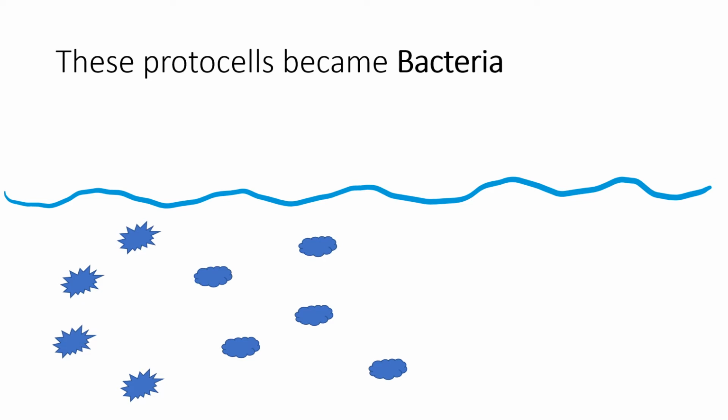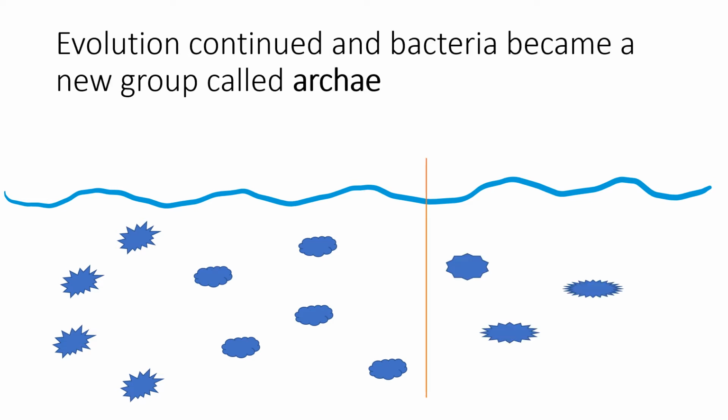So eventually these protocells became bacteria. Very simple organisms with no organelles, very ancient, simple bacteria that had the propensity to evolve and become other things, and they did. That evolution continued, the bacteria continued to grow and multiply, and you had a new group called archaea. So you had your bacteria and your archaea, but still both very simple cells, no organelles, nothing to make them more advanced.